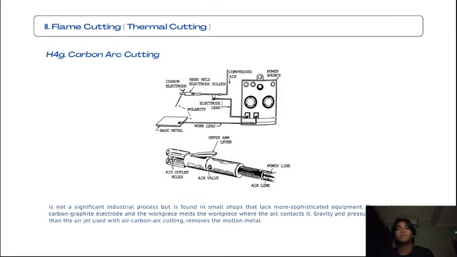Okay, now the seventh subtopic from arc cutting is carbon arc cutting. It's not significant in industrial processes, but is found in small shops that lack more sophisticated equipment. The arc between the carbon graphite electrode and the workpiece melts the workpiece where the arc contacts it. Gravity and pressure of the arc, rather than the air jet used with air carbon arc cutting, remove the molten metal.